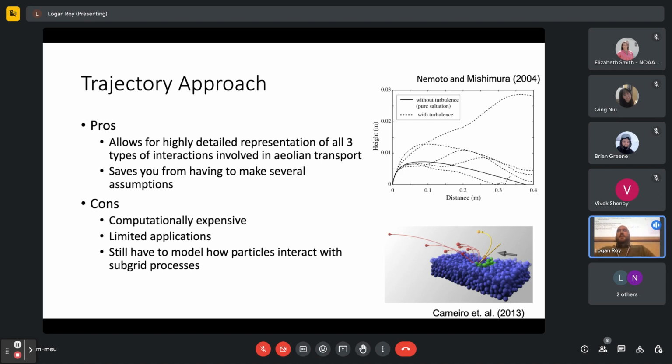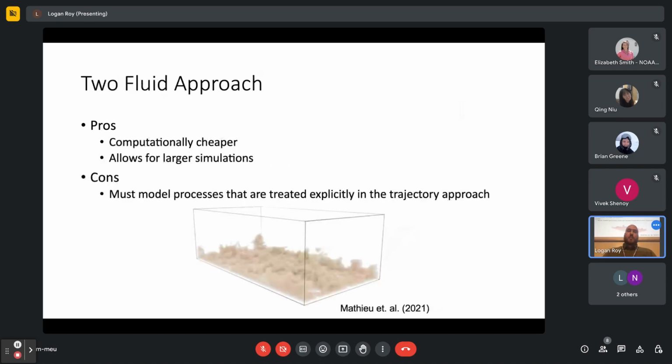The cons: first, you have a large computational expense, and you have to use a large number of particles. So not only is it harder to track, but you have to track many more instances. That computational expense limits the applications you can apply this approach to. And lastly, of course, you're always going to get stuck with subgrid scale modeling while you're using LES. And for the two-fluid approach, the first part is cheap.